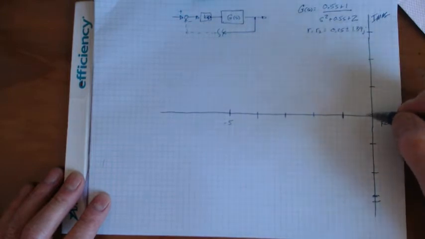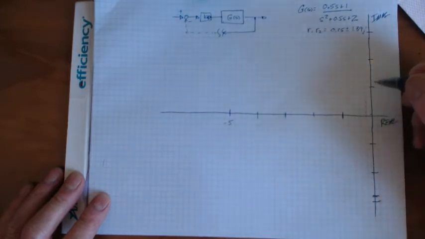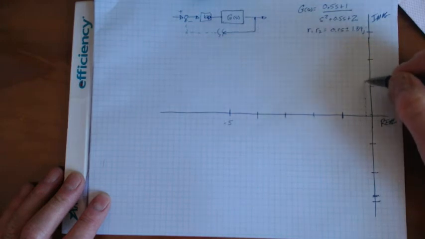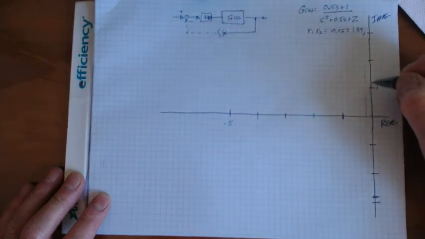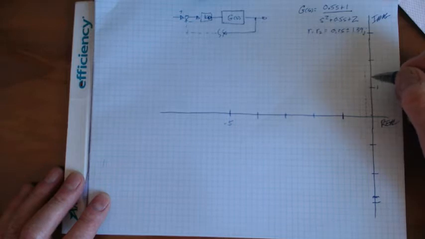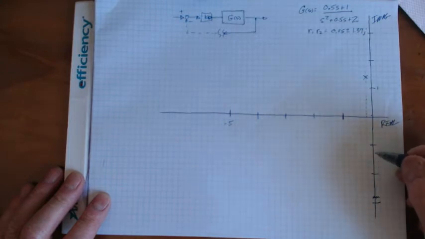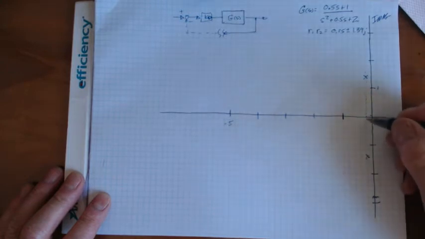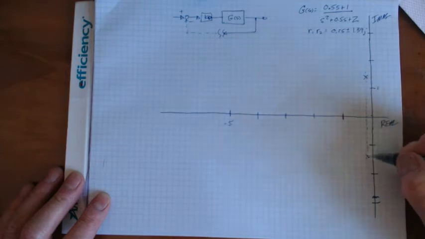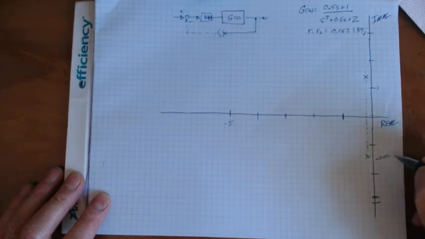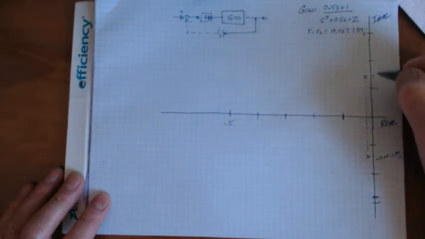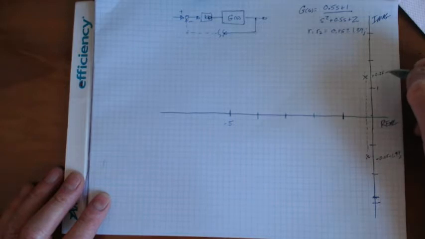So the open loop poles are 0.25 plus or minus 1.39J. Here is 1.2, almost 0.4, let's call it 1.4. There's where the open loop poles are. So we know that this is minus 0.25 minus 1.39J, and this is plus 0.25 plus 1.39J.